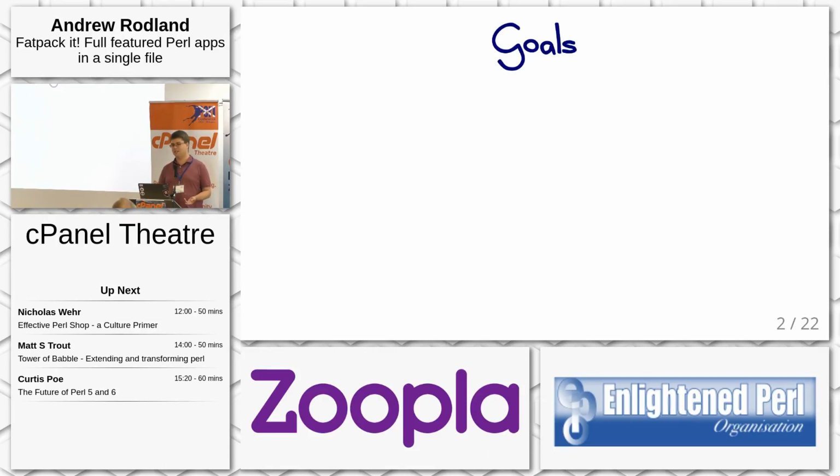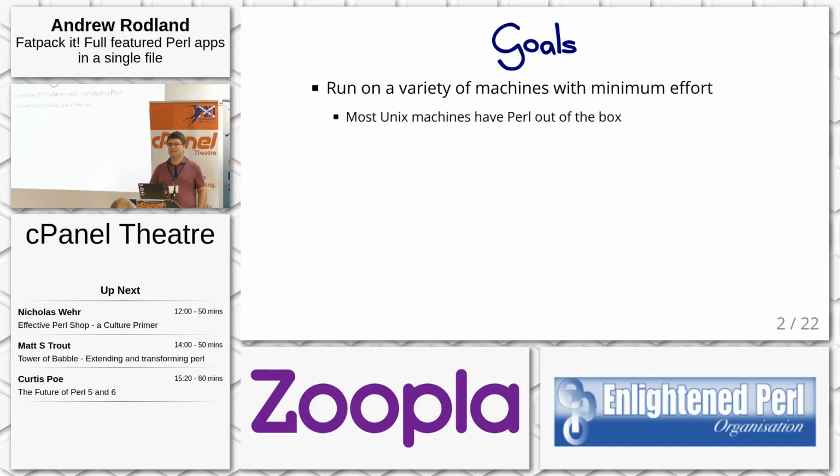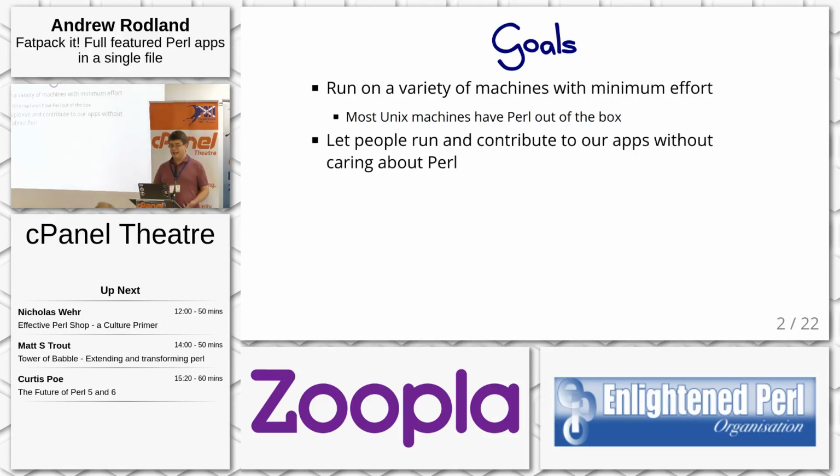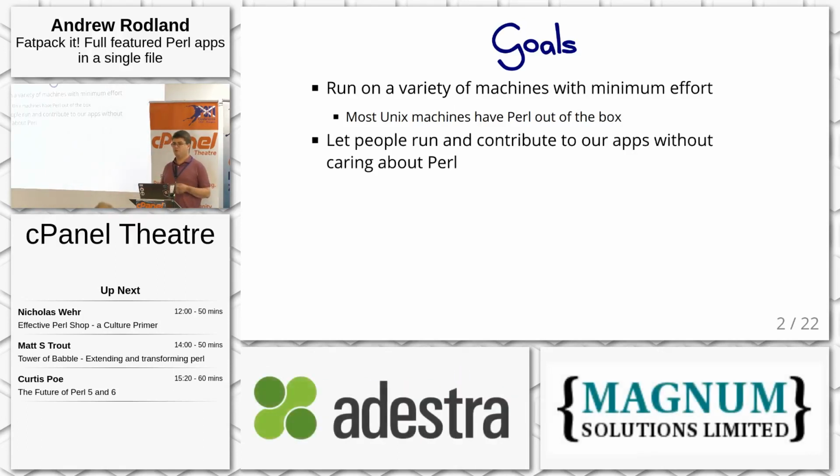So it says full-featured Perl app in a single file. What does that mean? Why do you want to do that? Well, for one thing, it means that we can run on a whole bunch of different machines without too much effort. Most Unix machines that you find out there will have Perl already installed. Some version, not necessarily the newest version, but you're going to have a Perl there. And it means that people can run our app and contribute to our app without really having to care too much about Perl. So you can use this for general purpose utilities.